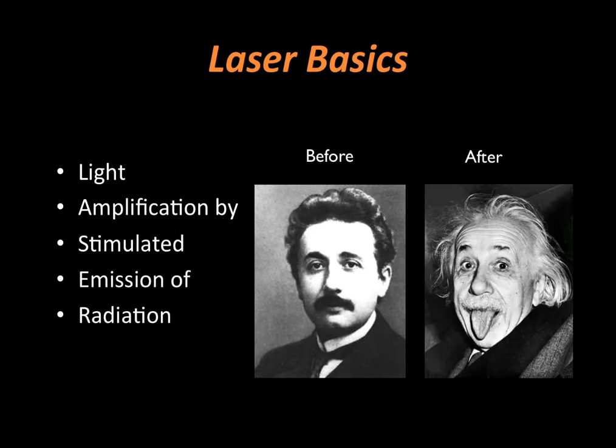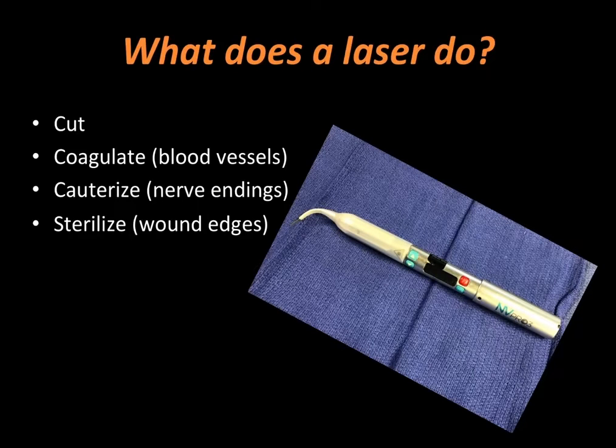So what do lasers do? Well, they help us to cut lesions. They help us coagulate blood vessels. They cauterize nerve endings, and they can sterilize wound edges. I'm actually using it in my dental implant correction, or trying to resolve infections around some of my ailing dental implants. The laser may not be the most efficient at everything in this list, may not be the most effective cutter, but the additional benefits of this very small instrument, just a little bit larger than a Sharpie, are incredible. It's easily transported from room to room, and I find that it's very, very useful in my practice.